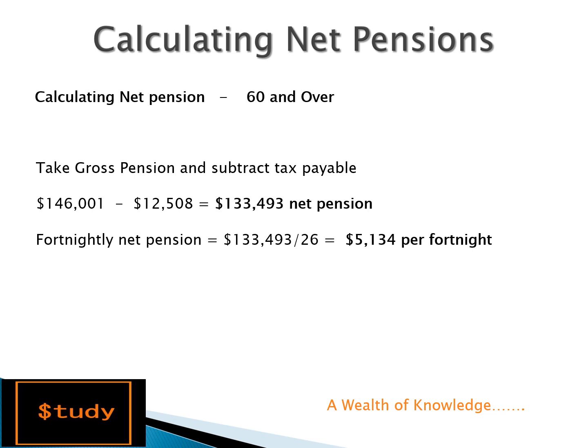So our gross pension minus the tax gives us our net pension of $133,493 a year, which if we divide it by 26 gives us our nice net fortnightly pension of $5,134 per fortnight. A nice sort of arrangement.